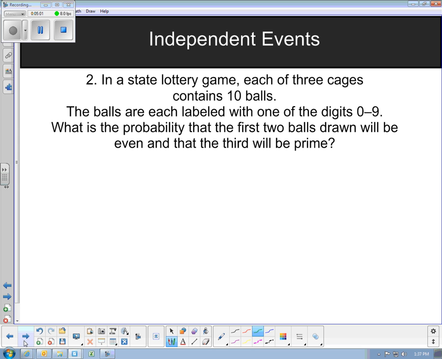It says in a state lottery game, each of the 3 cages contains 10 balls. The balls are labeled with one of the digits from 0 to 9. What is the probability that the first 2 drawn will be even and the third will be prime? So we want all things to occur, which again tells me that I'm going to need to multiply my probabilities.